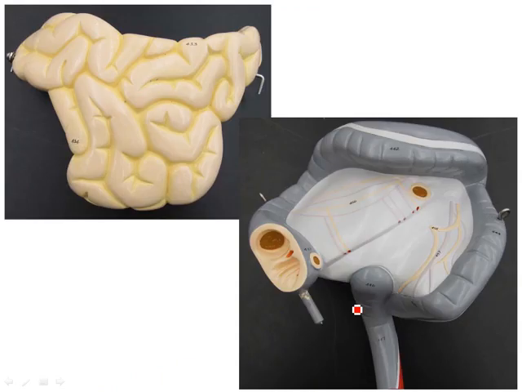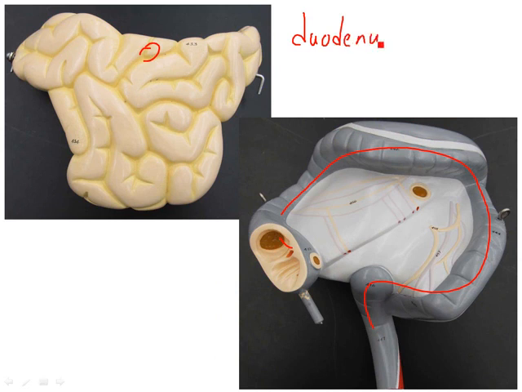Okay, here's the small intestine. This is the small intestine, and this is the large intestine. Now there's three parts to the small intestine: the duodenum, the jejunum, and the ileum. This is the first section, the second section, and the third section.